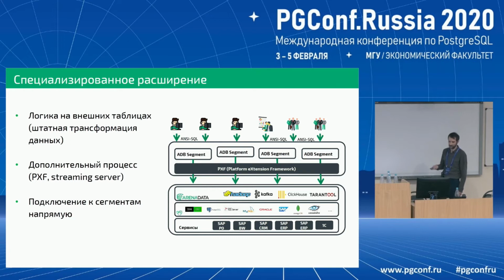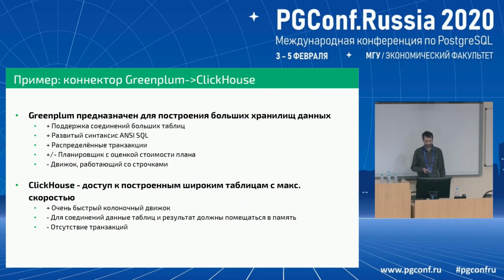You can also use additional processes like with PXF. If you have Java services or systems, you've got some complicated API for them, you can use external processes not to put all this logic into Greenplum. And a third option is to connect to segments directly. Because it's just a Postgres instance, there is no problem with it. There could be problems with consistency, so try to be accurate. But this is not a recommended approach.